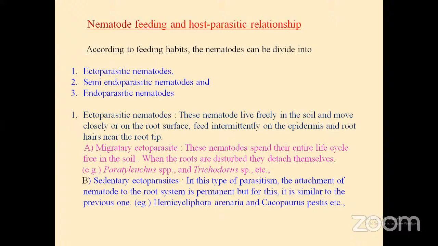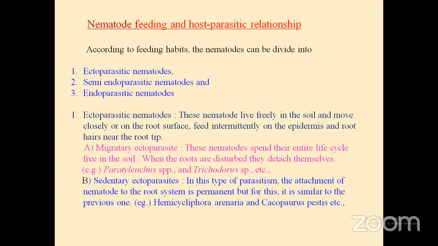Depending on the feeding types, they are categorized into three: ectoparasitic, semi-endoparasitic, and endoparasitic. Ecto, as we all know, means external. Semi-endoparasitic means it will only put its head in, while the rest of the body stays in the soil and does not move. And endoparasitic means the entire body of the nematode gets into the host plant.